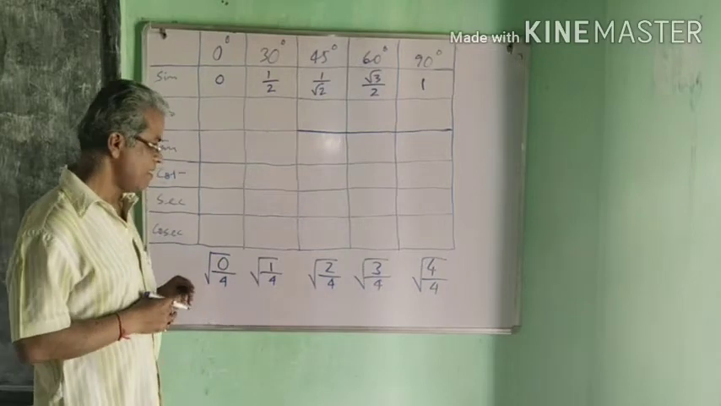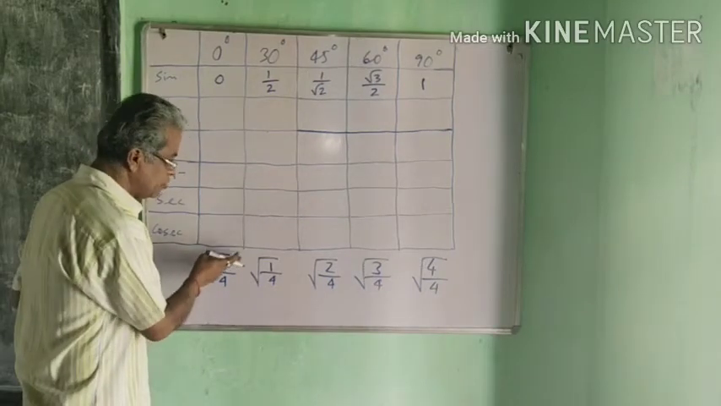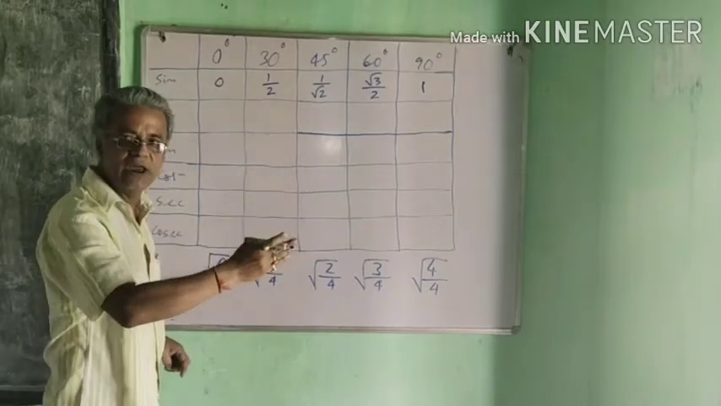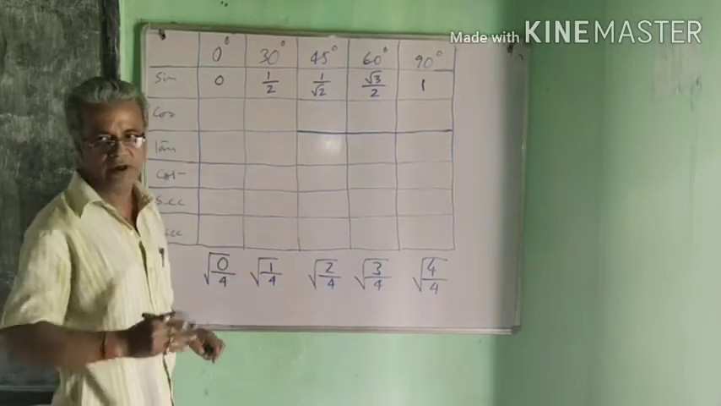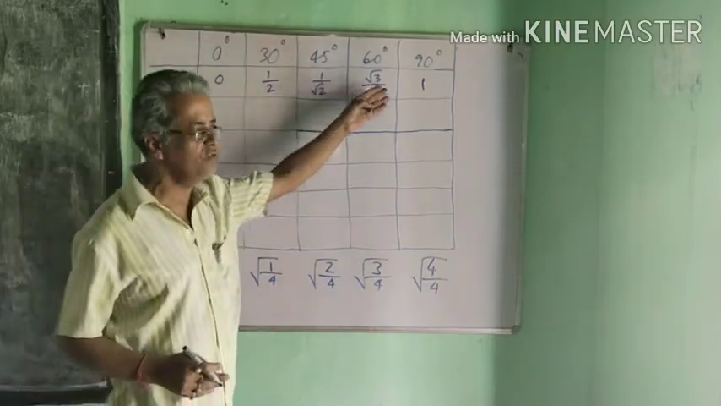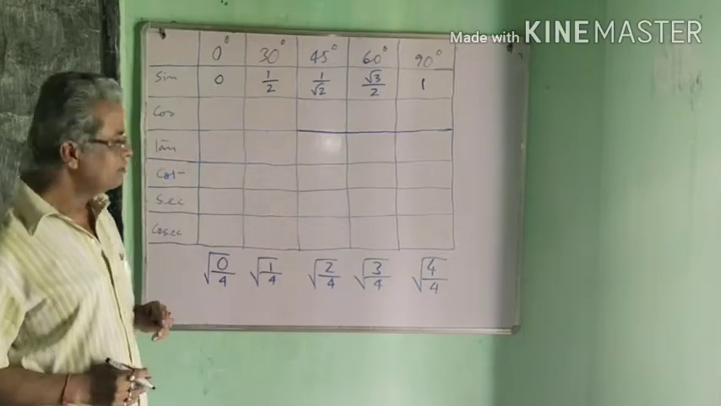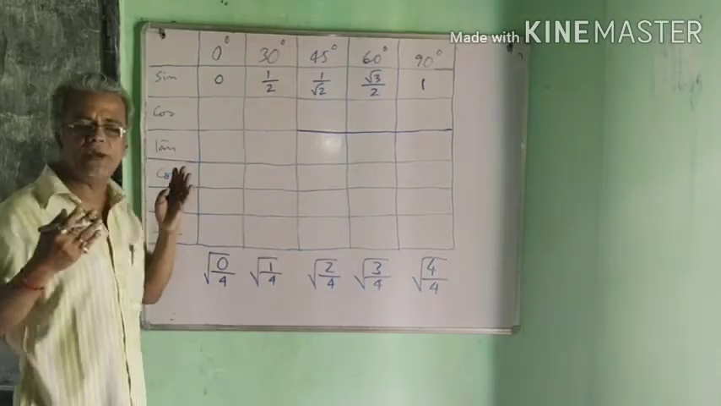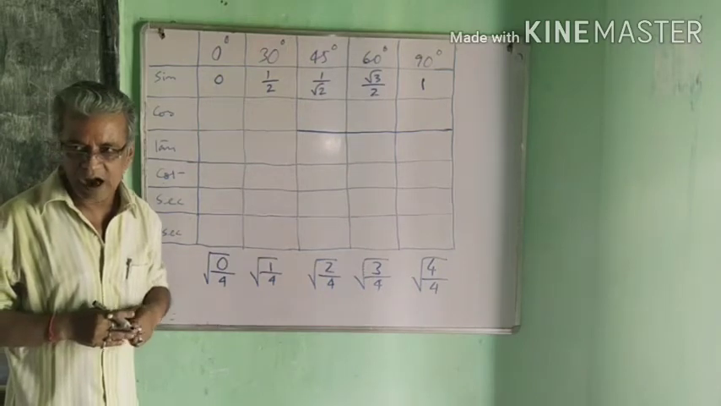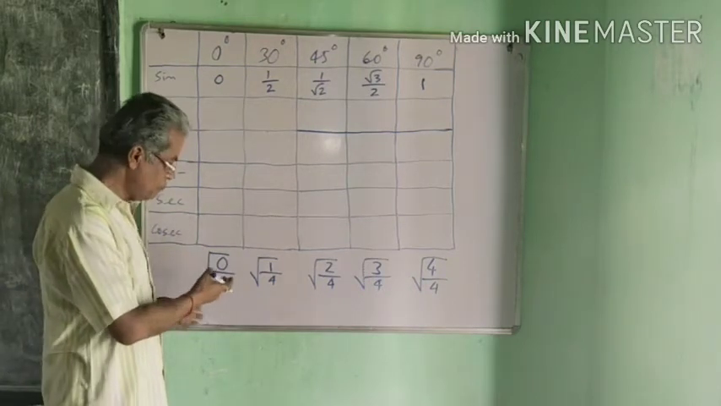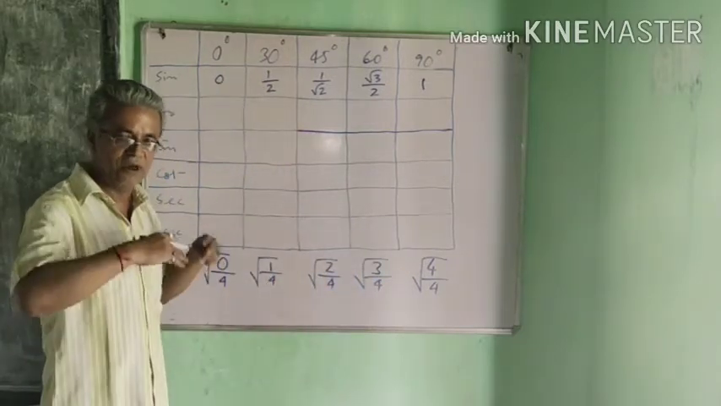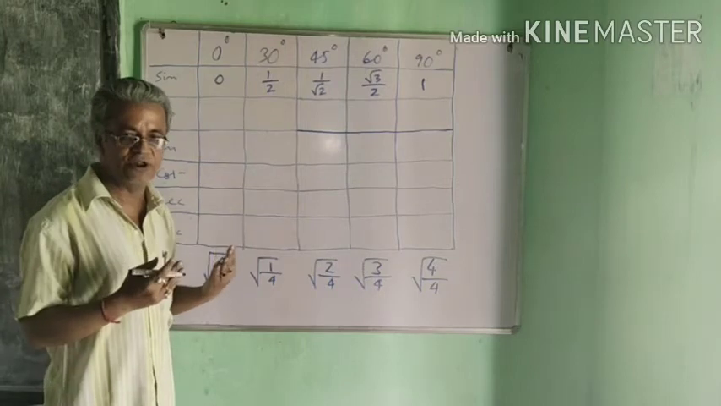Now, first we wrote 0, 1, 2, 3, 4. Then we divided the numbers by 4 and then we took the square root. And the results are thus: 0, half, 1 by root 2, root 3 by 2 and 1. Now, what will be cos 0 degree? I have already told you we are preparing this table mechanically and ultimately we are to remember these mechanically.